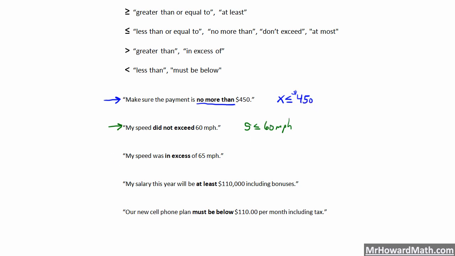All right, let's go to this next one. My speed was in excess of 65 miles per hour.